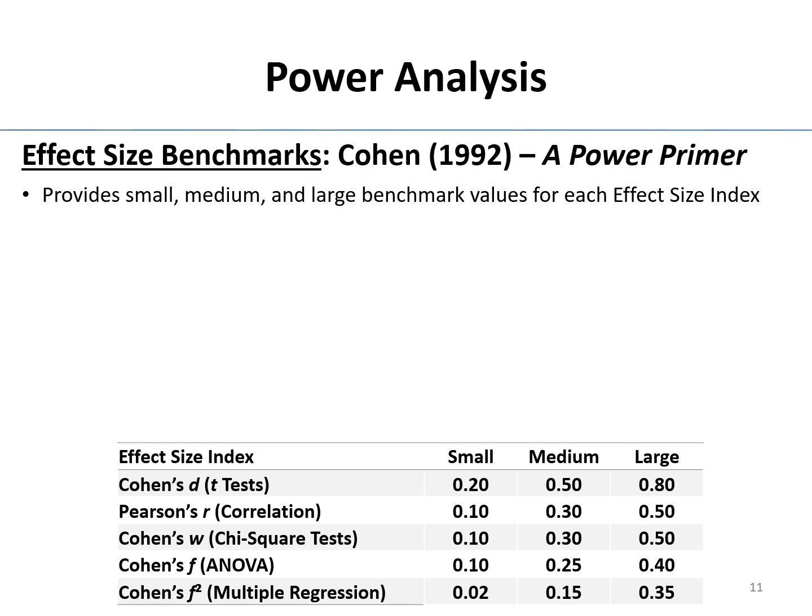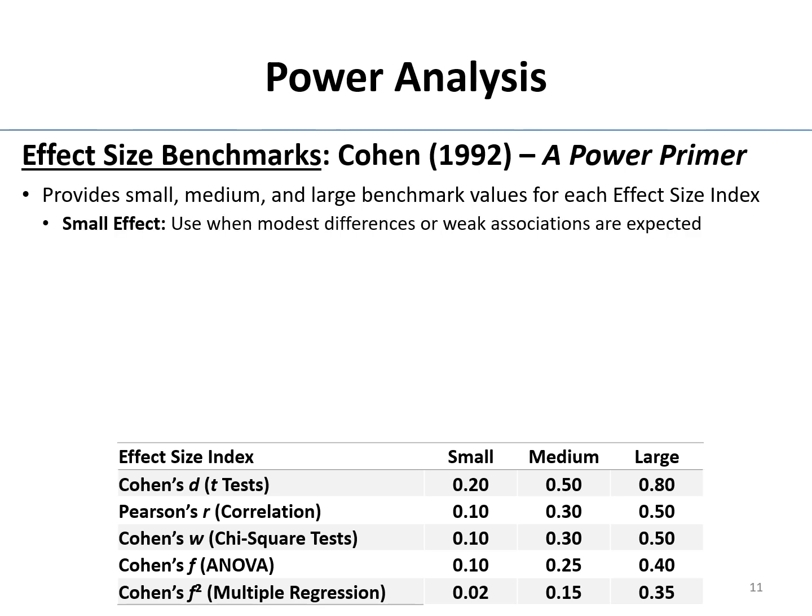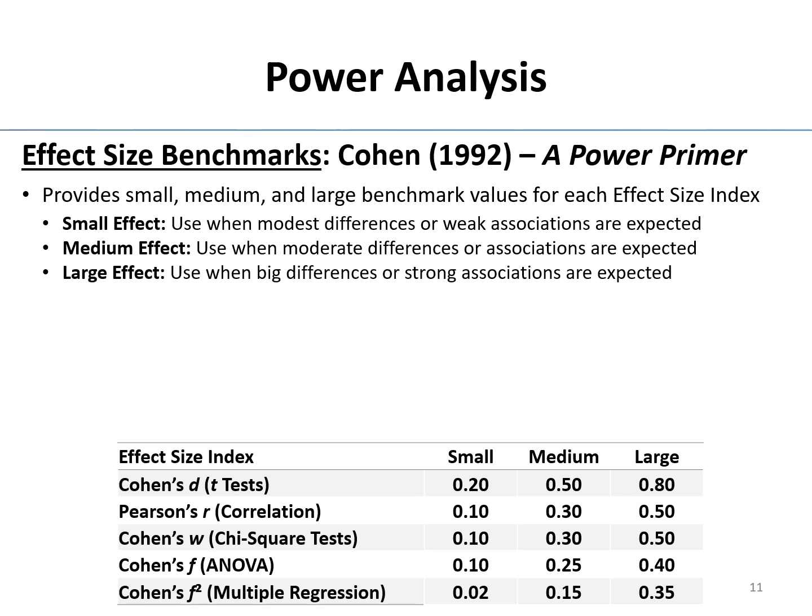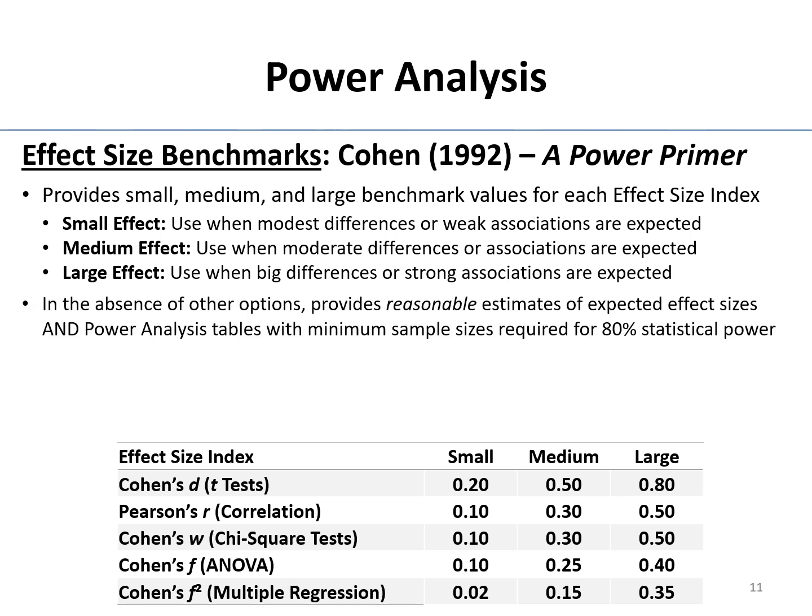So you could say this is a small value for a Cohen's d, a medium value for a Cohen's d, or a large value for a Cohen's d, and you can use that in your power analysis. So when do you use a small effect? Well, you use that when you only expect a modest difference or weak association in your study. You could use a medium effect size from Cohen's benchmarks when you expect moderate differences between groups or a moderately sized association between your variables. The large one is when you expect big differences or really strong associations.